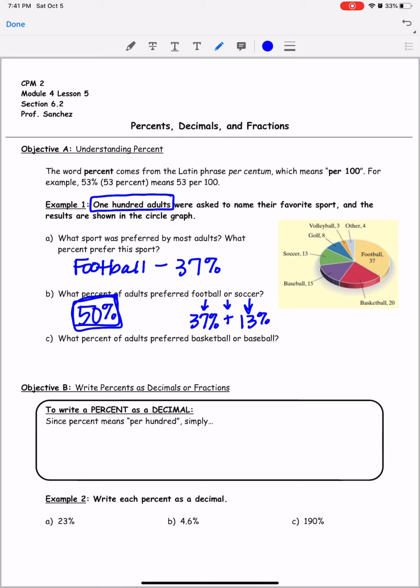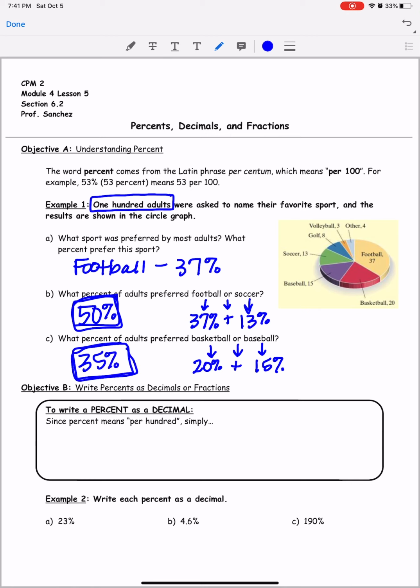C says, what percent of adults prefer basketball or baseball? So same thing. Basketball is 20, so 20%. "Or" means we're going to add these together, and how many like baseball would be 15. So add those two together. 15 plus 20 is going to give me 35% prefer basketball or baseball.